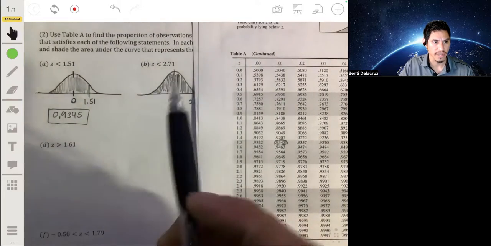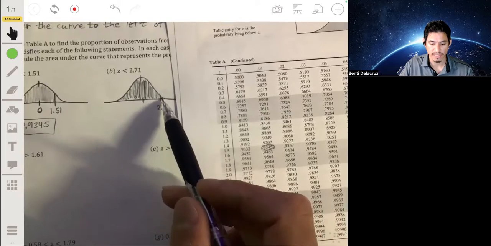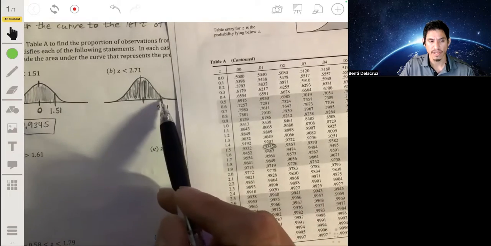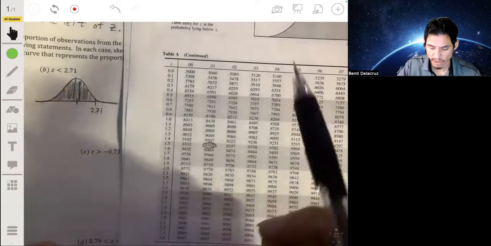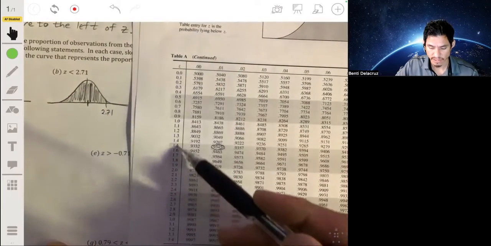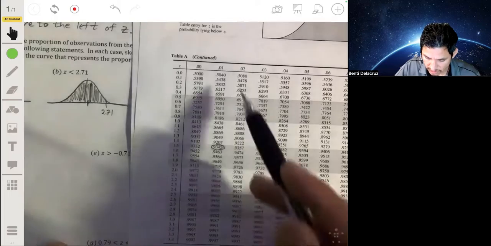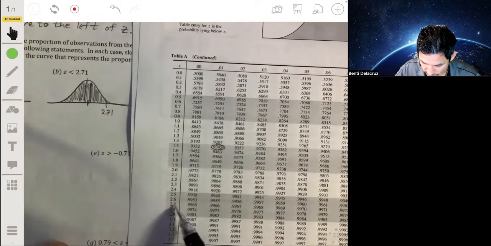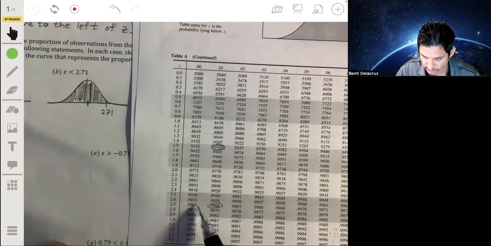Now, we're looking for the area to the left of 2.71. Since it's further to the right than 1.51, the area is going to be larger. So we look for 2.7 first in this column, and then we match it in this column, 2.7 and 1. We're talking about this value here, because that's a 2.71.